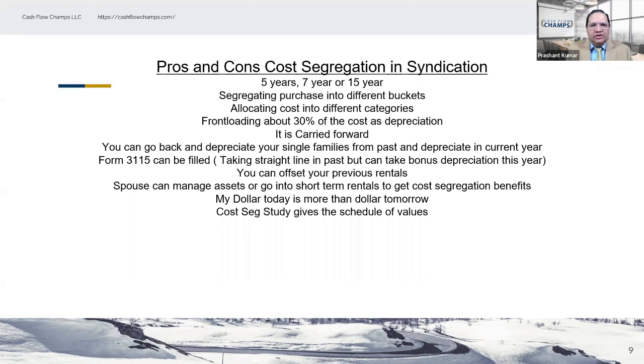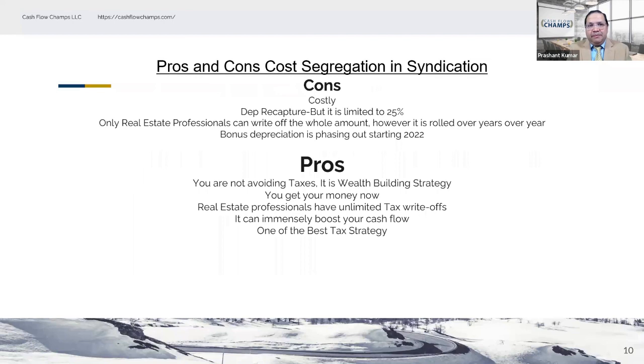Let's see what next we have. There are some pros and some cons of cost segregation. The con is it is costly. You have to spend some money to get the study done, and that is done by third-party companies. There are many third-party companies out there who do that study. For single family, it will not cost that much, maybe $2,000 or something. But for multifamily, it may cost as much as $7,000, $8,000, $10,000, depending upon the size of the property.